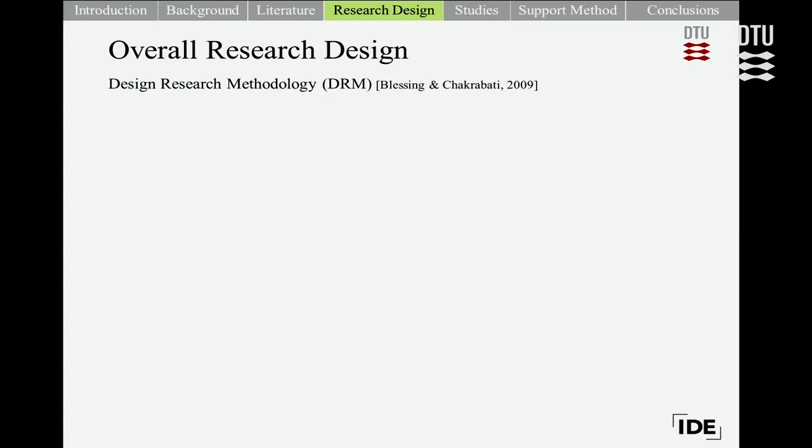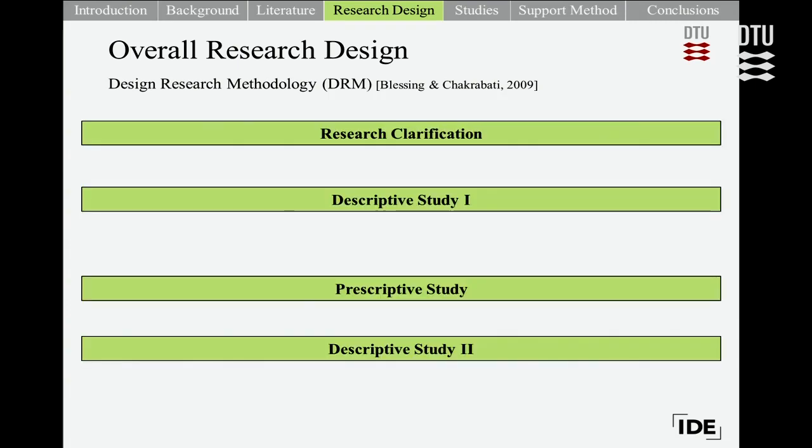So the overall research design was selected based on the design research methodology by Blessing and Chakrabarti, and the DRM was selected because we first wanted to understand the current practice in industry in relation to performance measurement and the impact factors. Then based on this, we wanted to develop a framework to support these findings and then also to evaluate the impacts of this in industry. And the four stages in the DRM provided this as a framework for the study.